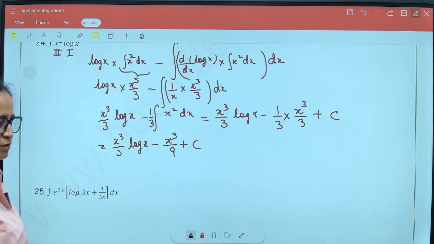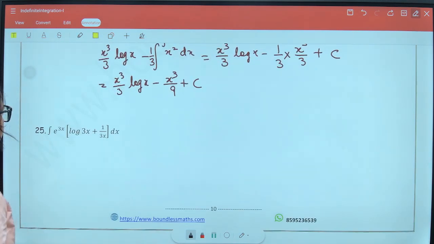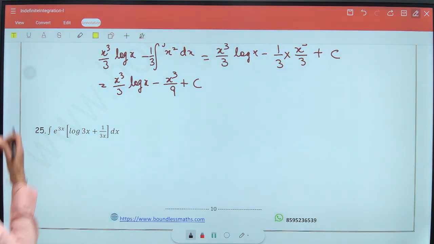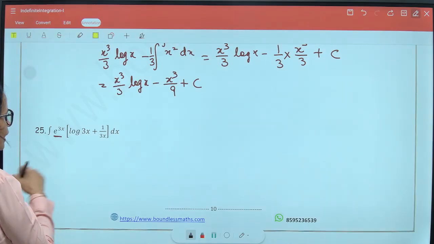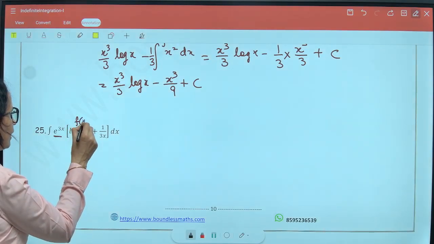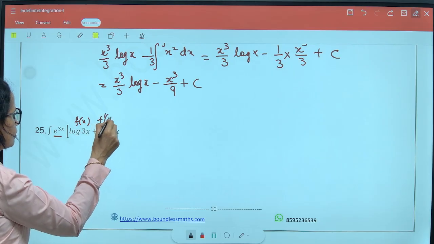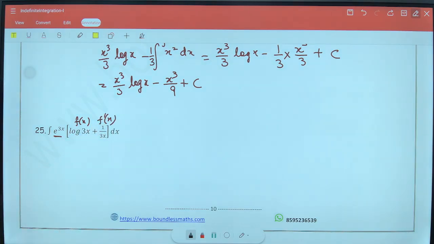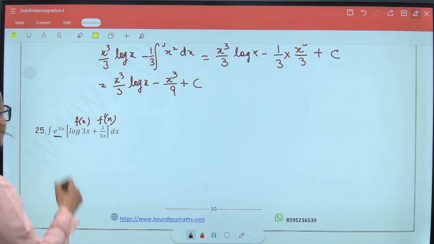Perfectly correct, right? Now the last question, e raised to power 3x, and in the brackets we have log of 3x plus 1 by 3x. Can you identify the pattern? Can you identify the special integral that we need to use? There is e raised to power x outside and there is a function inside, and you have the derivative of the function also inside. So that means you can directly write your answer.